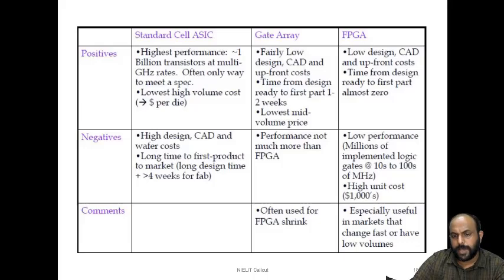The gate arrays also carry a performance slightly better than FPGA, but not sufficiently as good as a standard cell ASIC. Okay, so basically gate arrays are used for FPGA shrink. When you have a foolproof design on an FPGA, you want to shrink it to be ready for an ASIC, you put it on a gate array.